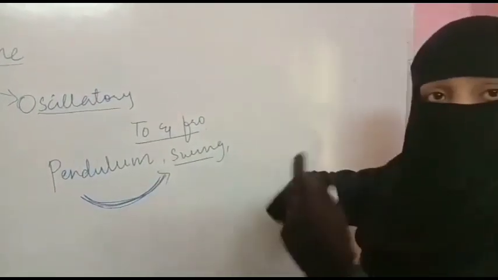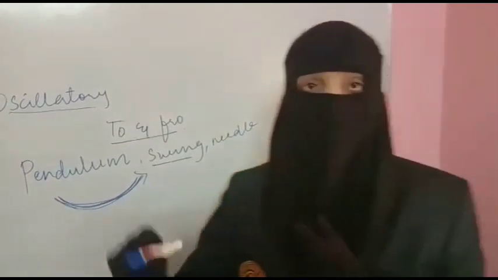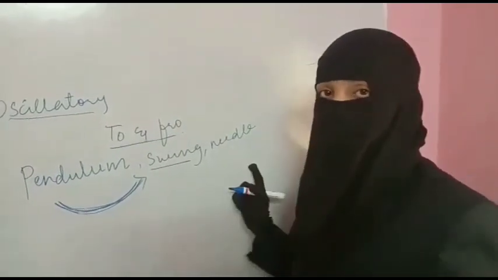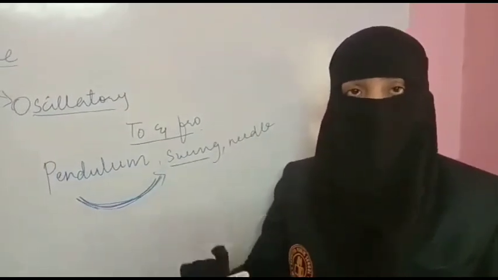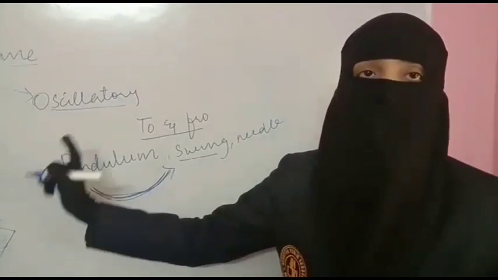One more, upward and downward, is the needle of a sewing machine. If you see the needle of a sewing machine, it will be going up and down, up and down. That is what? The needle of the machine is also following to and fro motion. If an object follows to and fro motion, then the object is said to be in oscillatory motion.